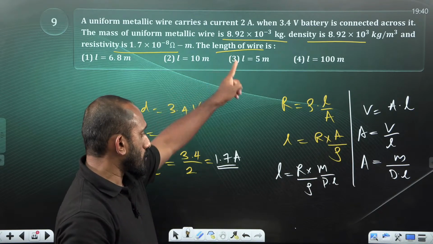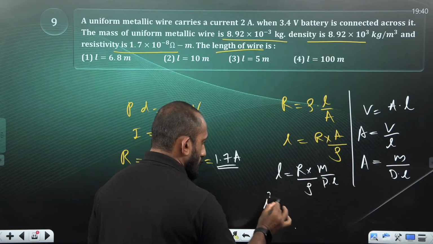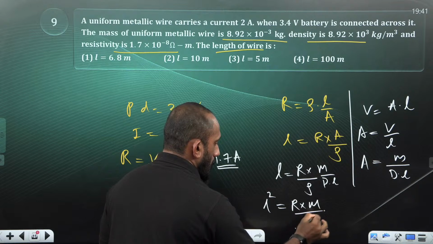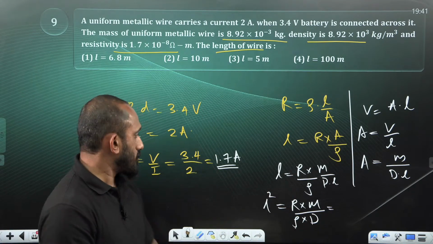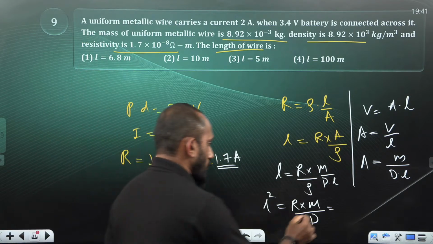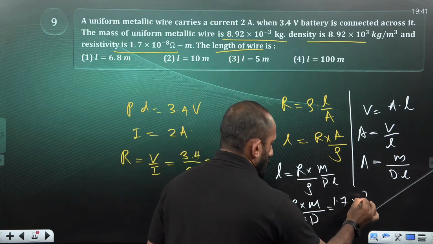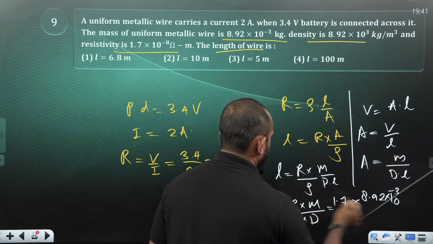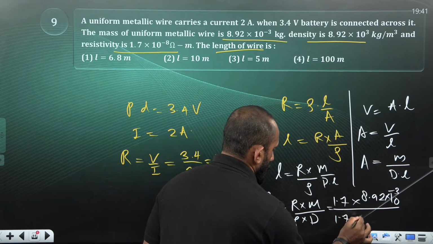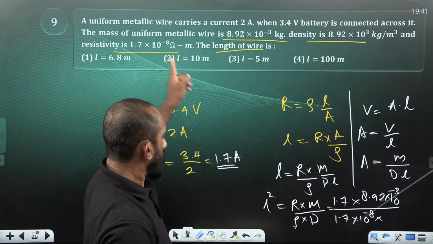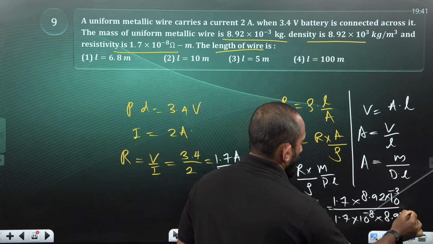You have to find the length of the wire only. So L into L, this is L square. You just take this away. So L square is equal to R into M by density into rho. After getting that, you find L. So here R is given 1.7, that is 1.7 into mass is given 8.92 into 10 raised to minus 3, divided by resistivity is given 1.7 into 10 raised to minus 8 into density of the wire is given 8.92 into 10 raised to minus 3.